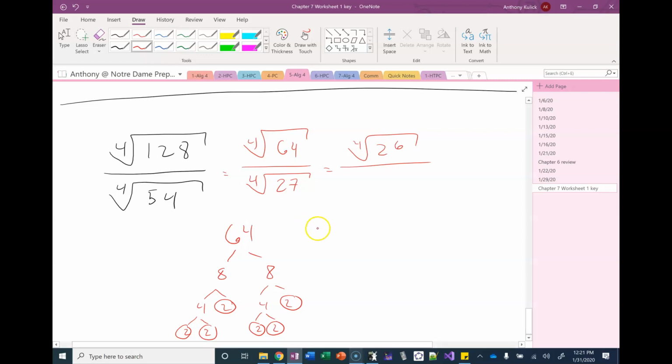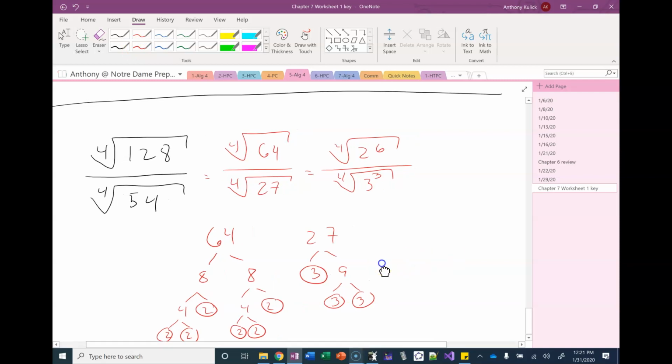Now let's do the 27. Two things that multiply to give me 27. 3 and 9. Okay. We said 3 was prime earlier. Is 9 prime? No. What is 9? 3 and 3. Everybody okay there?